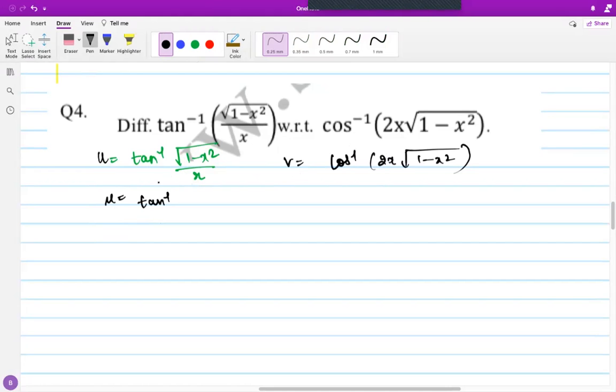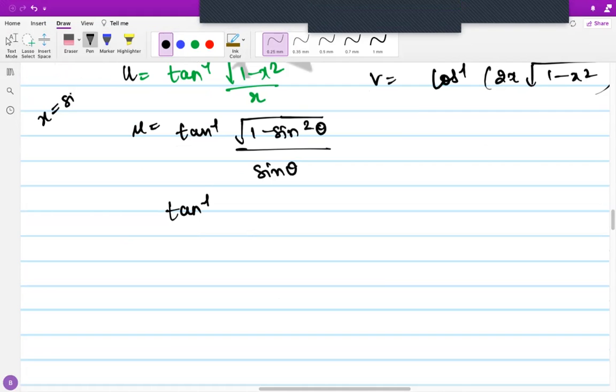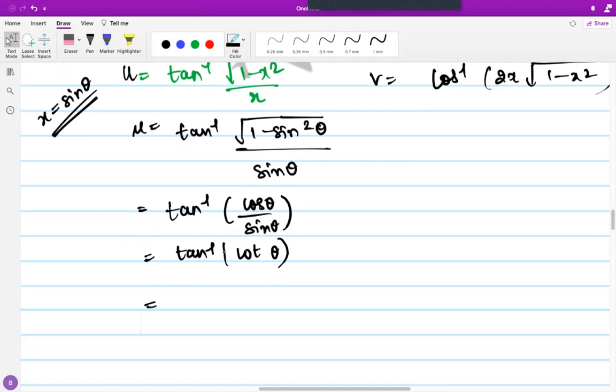What if I substitute x equal to sine theta? Okay, here it will become sine square theta, students, divided by sine theta. That's nothing but tan inverse of... Okay, students, listen. So 1 minus, I've just substituted here x equal to sine theta. So 1 minus sine square theta would be cos theta divided by sine theta. So that is equal to tan inverse of cot theta.